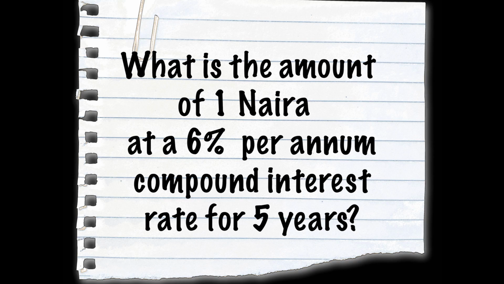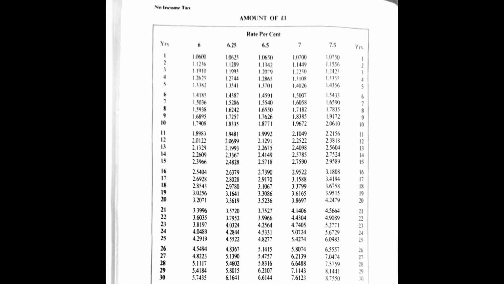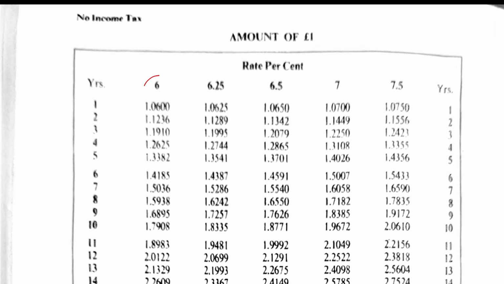For the question we want to do now, we're looking for 6% for 5 years. So the first thing we do is find the 6%, and then we trace it down to where 5 years is. At the intersection between the rate and the years, that's where we find our answer. In this case, the answer is 1.3382. So always look for that point where the year and the rate intersect, and then you find your answer.